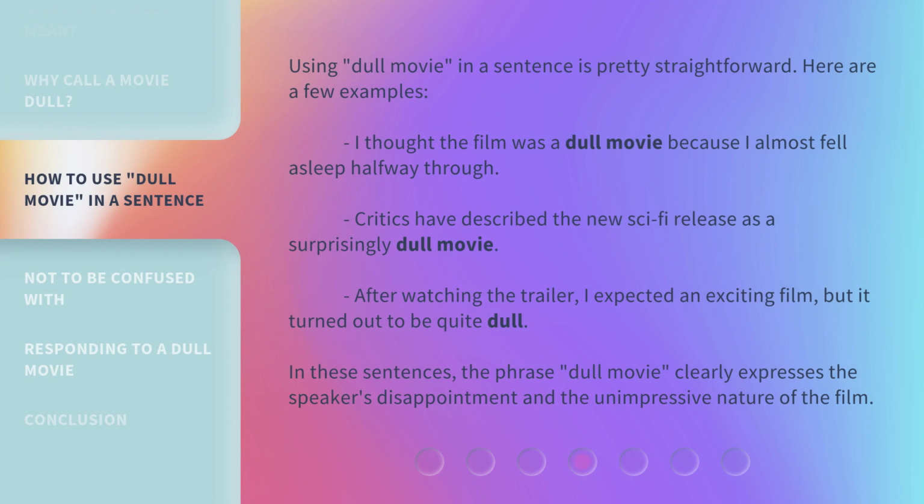Using dull movie in a sentence is pretty straightforward. Here are a few examples. I thought the film was a dull movie because I almost fell asleep halfway through. Critics have described the new sci-fi release as a surprisingly dull movie. After watching the trailer, I expected an exciting film, but it turned out to be quite dull. In these sentences, the phrase, dull movie, clearly expresses the speaker's disappointment and the unimpressive nature of the film.